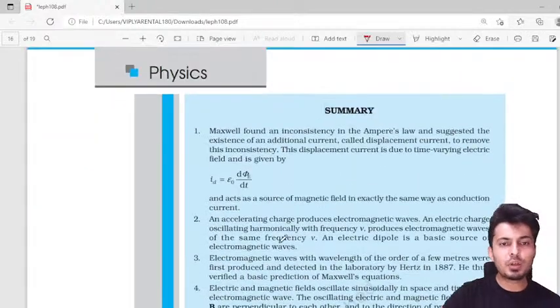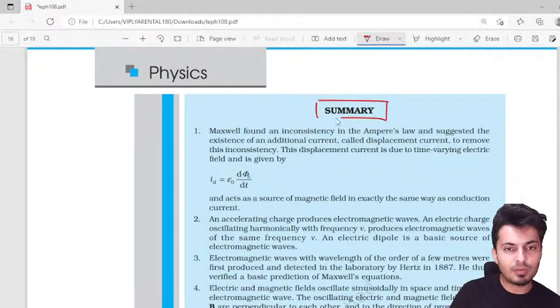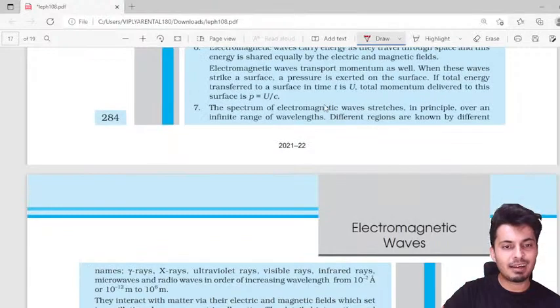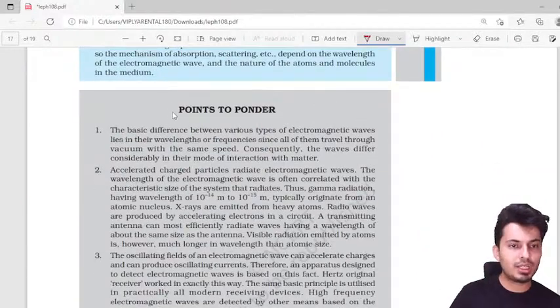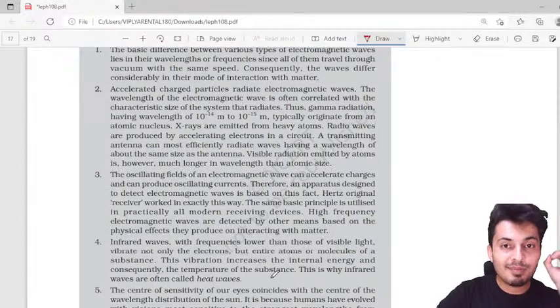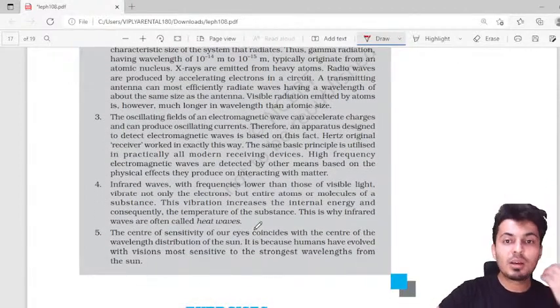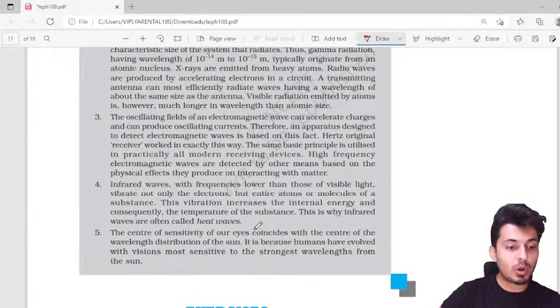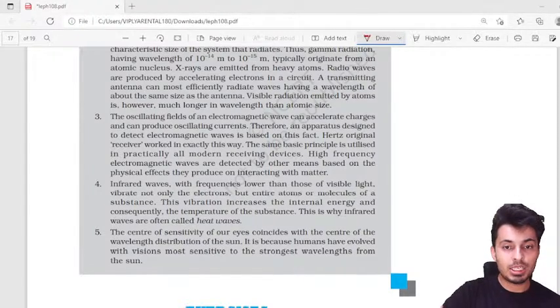Then obviously you should definitely go through the summary of every chapter once that is done. The summary and the points to ponder. Please go through all these things. You can get some very specific theory pointers which can be asked in the boards or probably in your JEE examination, even JEE Mains. Let me tell you that. You'd never know, so please go through it.